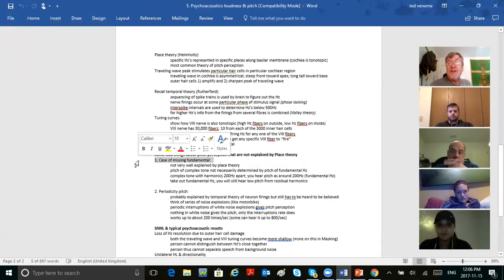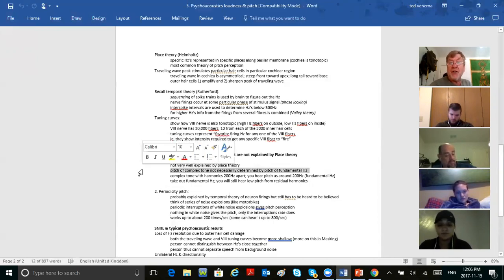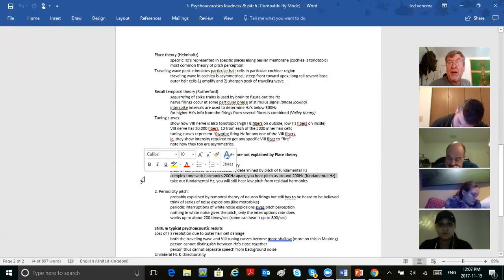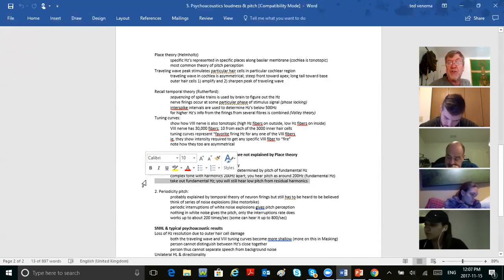Case of the missing fundamental, also not very well explained by Helmholtz's place theory. Pitch of a complex tone is not necessarily determined by the pitch of the fundamental frequency. Complex tone with harmonics 200 hertz apart, you hear the pitch as around 200 hertz. Take out the fundamental frequency, you will still hear the same low frequency pitch. It comes from the residual harmonics.